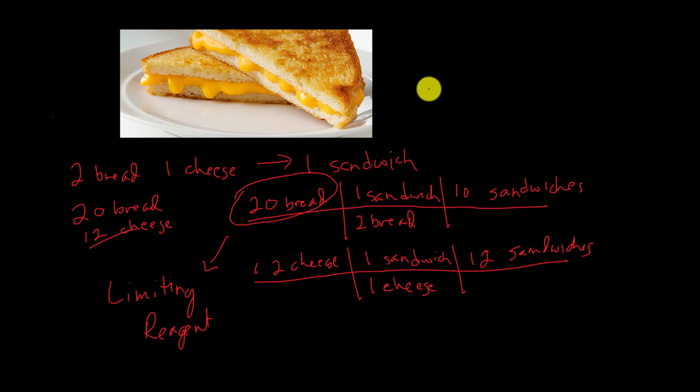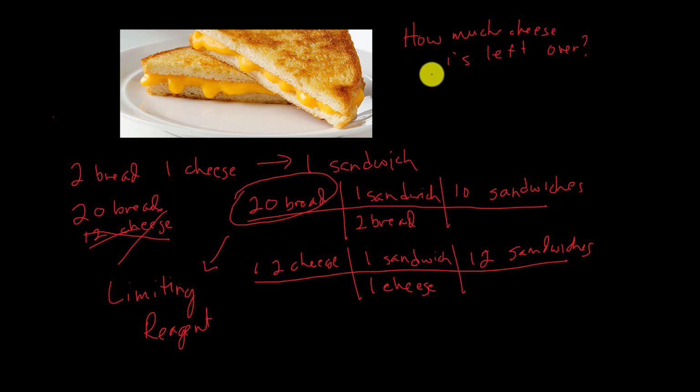So the key here is that after we figure out our limiting reagent, every calculation should be based on that reactant. We don't use the other reactant at all. So we can actually just cross out the 12 pieces of cheese because we're really not going to use it anymore. There's one other question that could come up when it comes to these limiting reagent problems, and that is they can ask the question, how much cheese is left over?